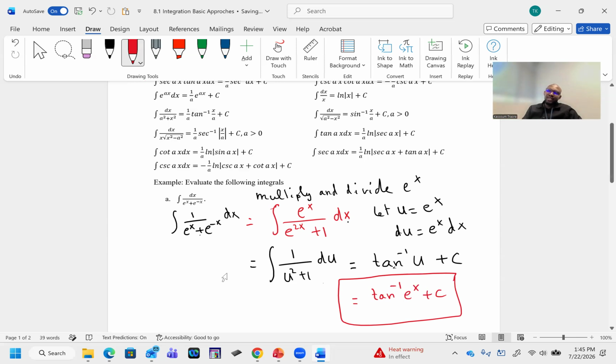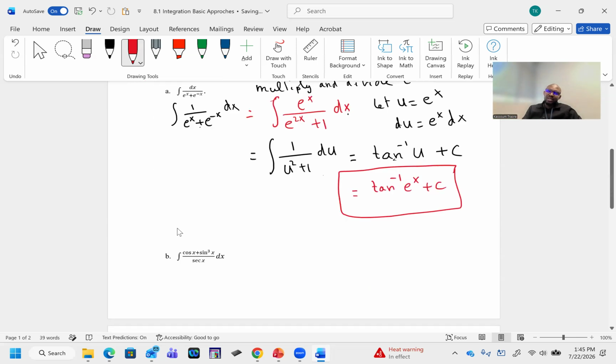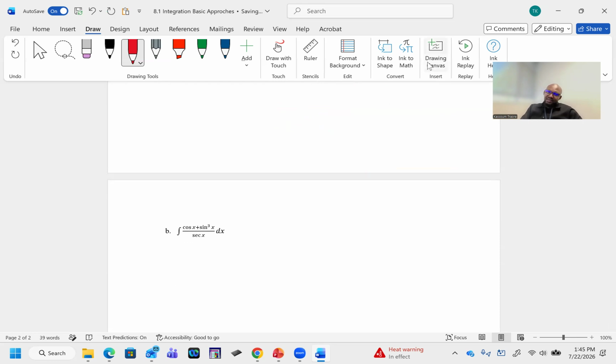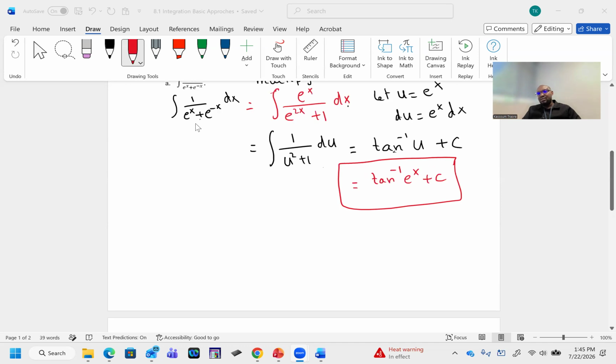So let's move on to the next example, which is to integrate cosine of x plus sine cube of x divided by secant x dx, right? In this case, I need to simplify or rewrite, because you can see we do have only one term in the denominator. But in this case, we do have two terms in the numerator. So that's why I have to simplify this like that.